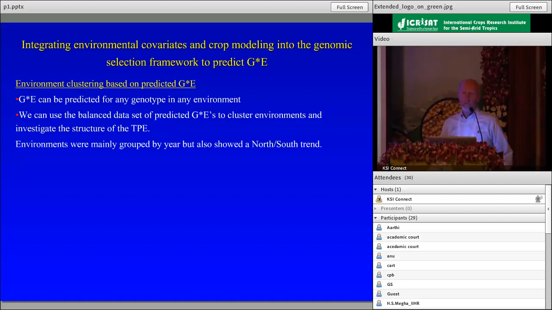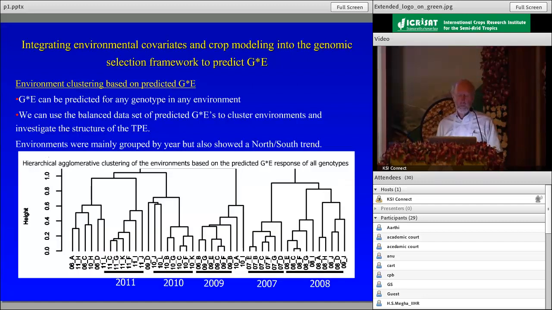So when you have a data set where you can predict genotype by environment interaction for any genotype in any environment, this allows you to build a 2-way table. And with those 2-way tables of lines by G by E, you can cluster those and investigate the relationships between environments and how they're producing this genotype by environment interaction. This is just a hierarchical agglomerative clustering of the environments involved in this experiment.